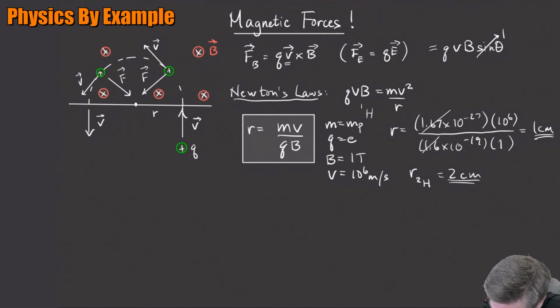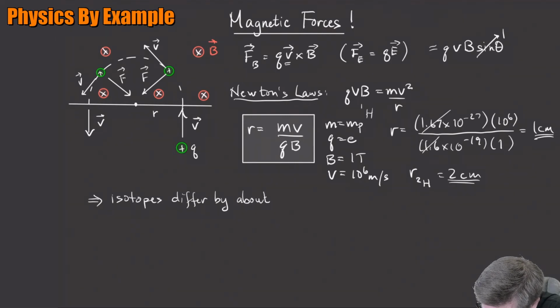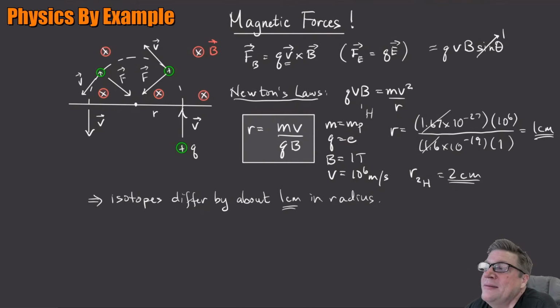So what this means is something really interesting. Isotopes differ by about 1 centimeter in radius, if you fire them with this particular speed. But anyway, the idea is that this hydrogen will have a certain radius, and some other isotope is going to have a different radius. And so you separate these things out, and you can detect where it is they hit the x-axis again. Maybe you have a detecting plate or something that can absorb the charges. And what you do is you just plot how many hits do you get at these different points.